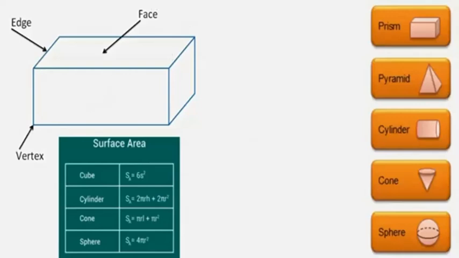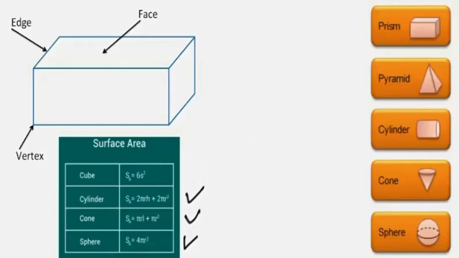The surface area of a cylinder is 2 pi r h plus 2 pi r square, where h is the height. The surface area of a cone is pi r l plus pi r square, where l is the slant height. The surface area of a sphere is 4 pi r square. Having known these basic formulas for calculating the surface area of a cone, cylinder, and sphere, let's look at a practice math question and see how we can apply these formulas.